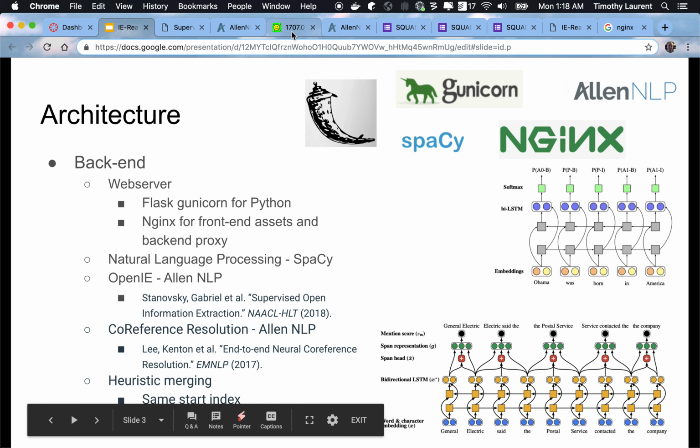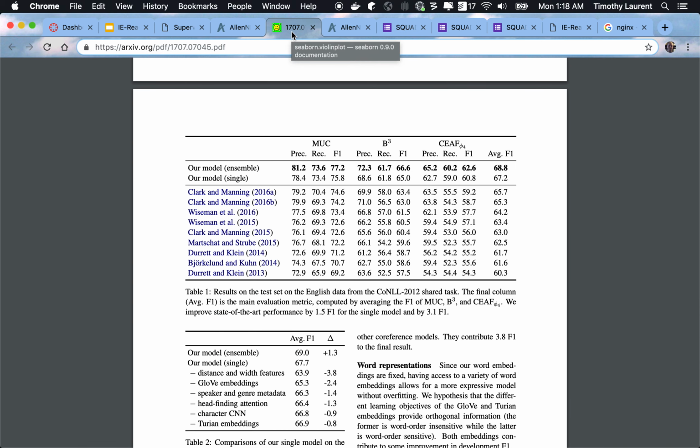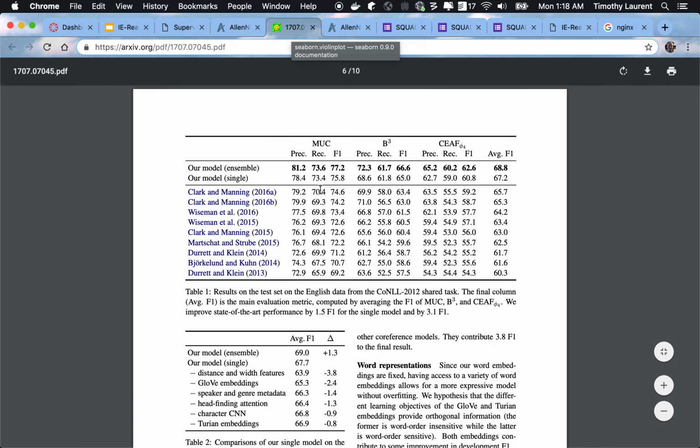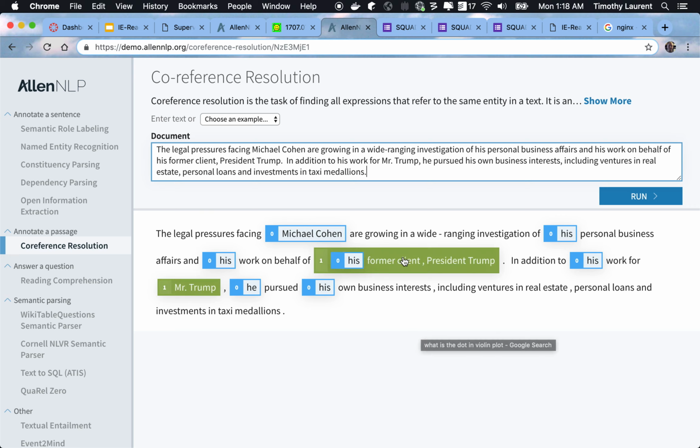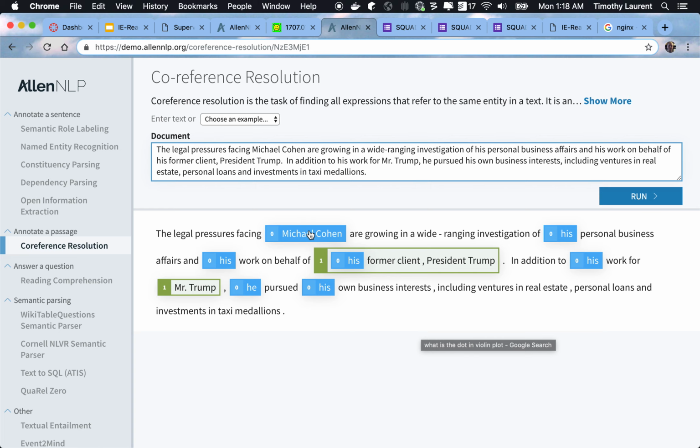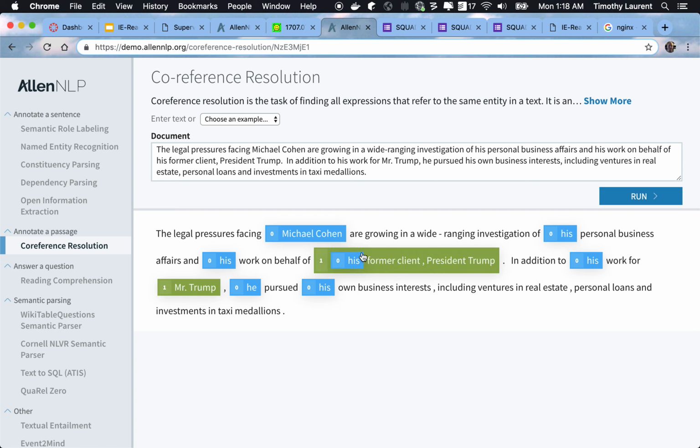So you can see the results from their paper here, that their model achieved state-of-the-art across all of the coreference tasks that they used it on. And here is an example of their visualization of their model. So we have Michael Cohen, and you see that they're matched up, and then we have Trump is matched up. So yeah, this can also handle overlapping mentions.